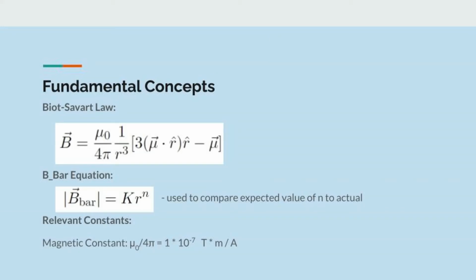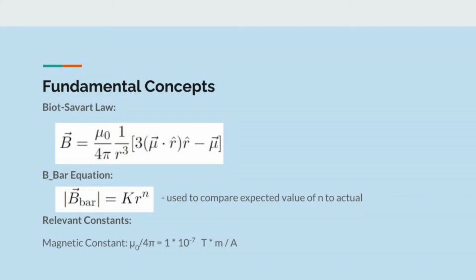Now, let's talk about the concepts that will be used in this lab. The first one is this Biot-Savart law, which determines the vector of the magnetic field that is created. It relies on the distance between the location vector r and mu. Additionally, it's proportional to the magnetic constant shown at the bottom of the screen, which equals 1 times 10 to the negative 7th.